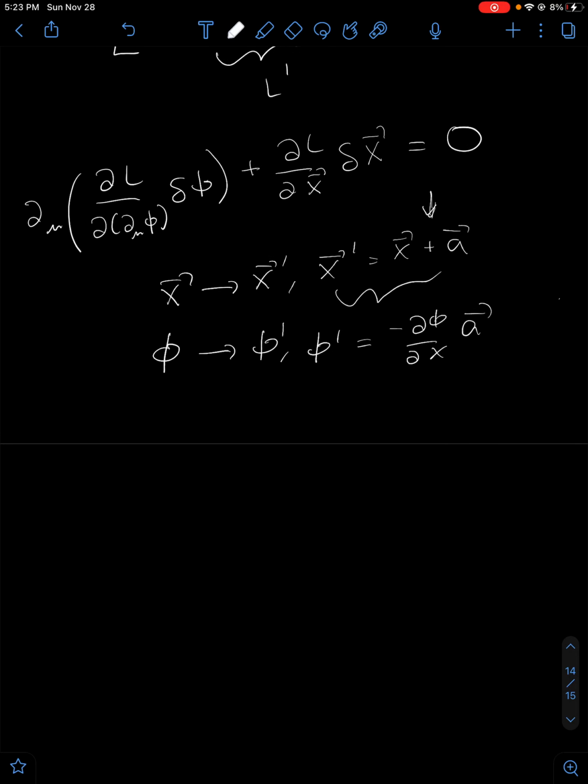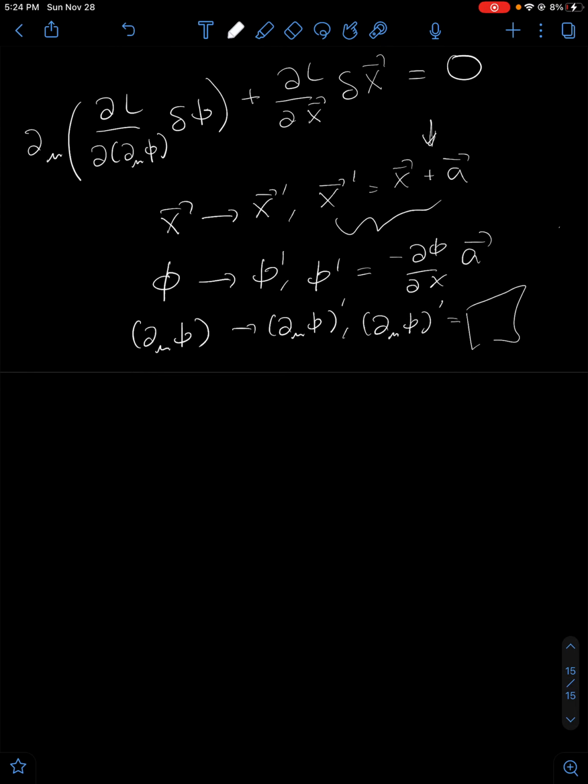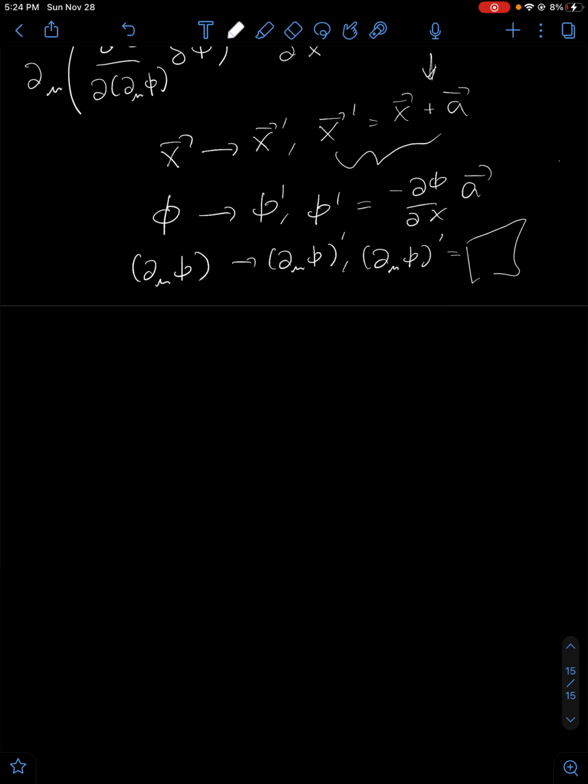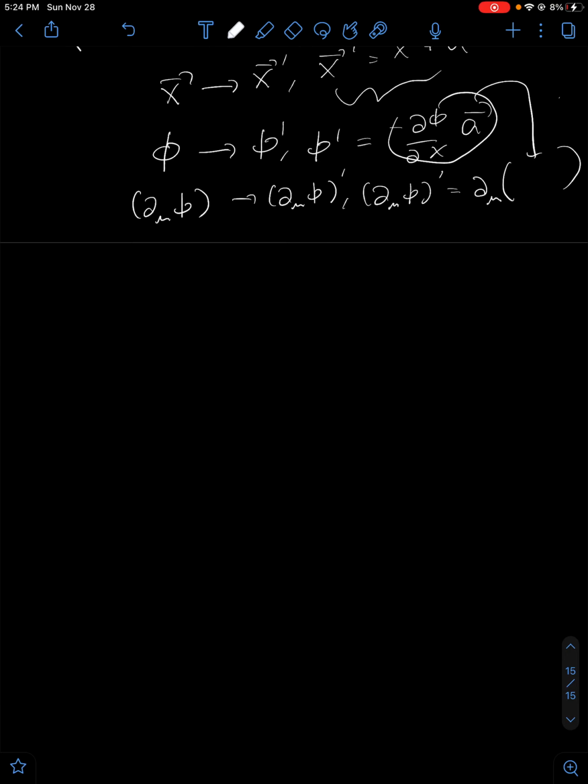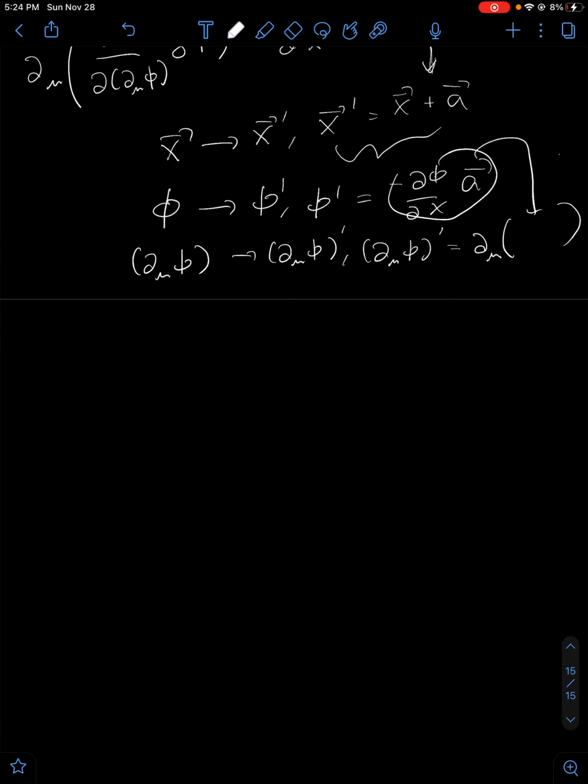Okay. And then our partial mu phi will change to partial mu phi prime, where partial mu phi prime is going to be the derivative of this, which you guys can figure out, right? It's going to be a bit long to write. Well, no, let's just do it anyways. So that'll be partial mu of this. I don't want to write all of that in that small space. All right. Okay, so now we're almost done.